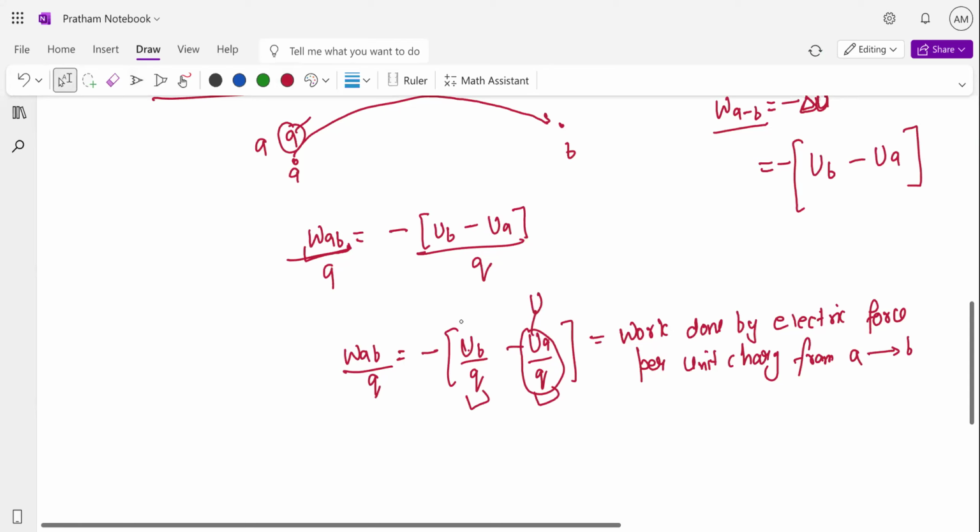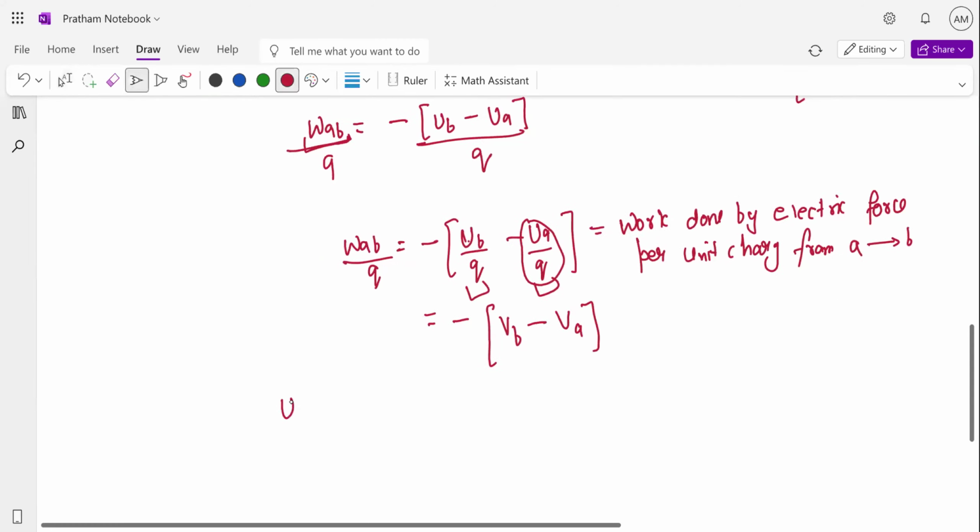Energy per unit charge. Let the whole thing come out. So can I write this as nothing but negative of some term VB minus some term VA? Okay, I have replaced this with UV.